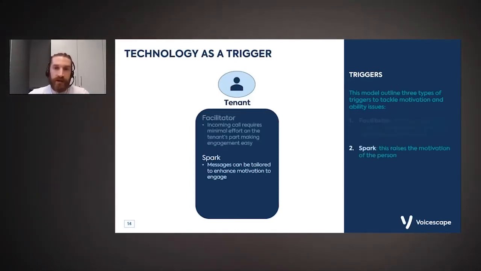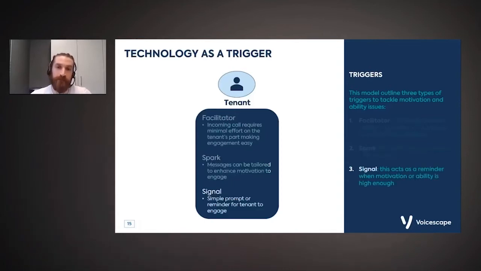Then in terms of sparks, to increase motivation, we can think about tailoring the messages of these automated calls to address those drivers of engagement. I mentioned the example of tenants who may be feeling ashamed, but similarly, messages could be designed to address other drivers such as concerns over the consequences or the potential impacts or losses associated with continued disengagement, and then also messages that trigger social norms to realign any misperceptions they may have about non-payment or disengagement.